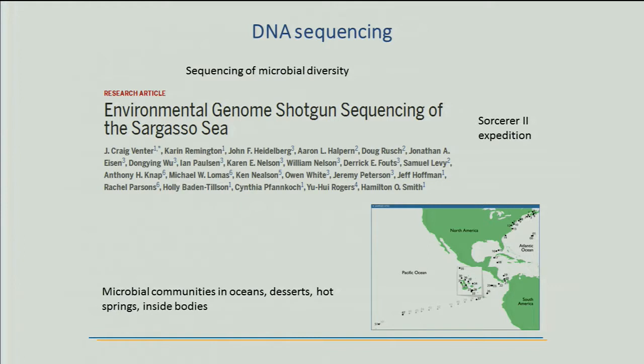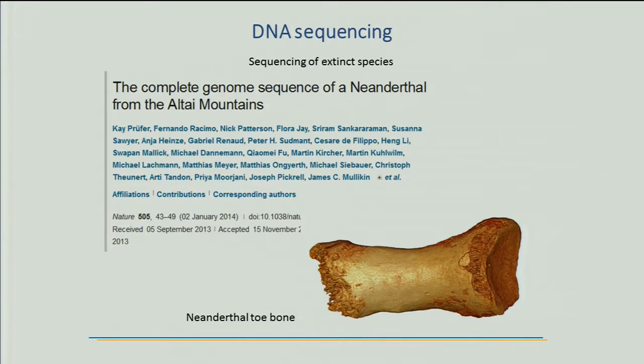So what is shotgun sequencing? It is random. You take different sections of DNA, different parts, and keep sequencing, and that is what is known as shotgun. They try to sequence the different marine organisms which are present over here.